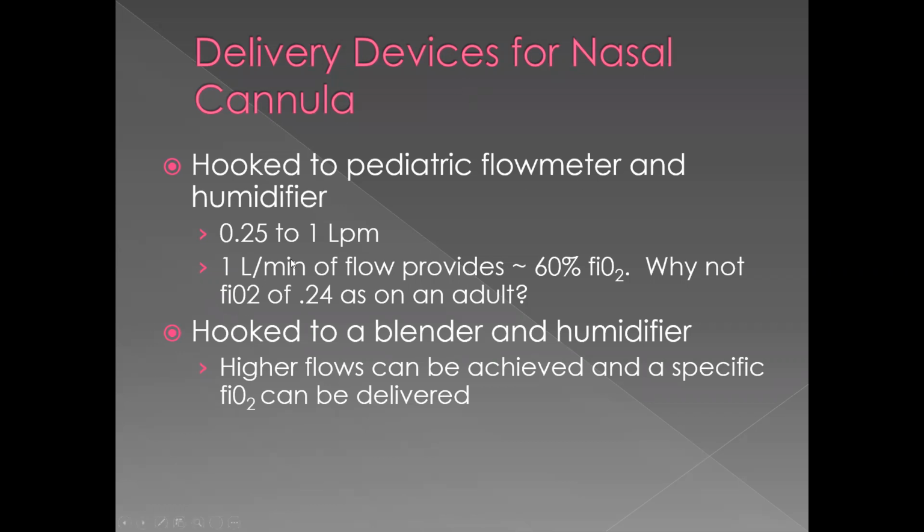Here it says 1 liter per minute of flow provides about 60% FiO2 or 0.6. I should put 0.6 FiO2. Why not FiO2 of 0.24 as on an adult? So we put a 1 liter nasal cannula on an adult and we estimate the percentage of oxygen they're getting in their lungs is about 24%. Yet we're putting pure oxygen through the nasal cannula.